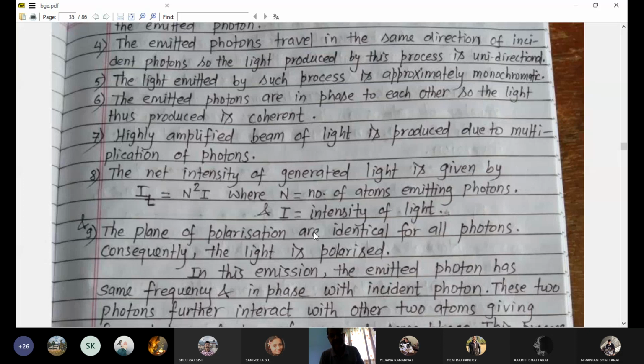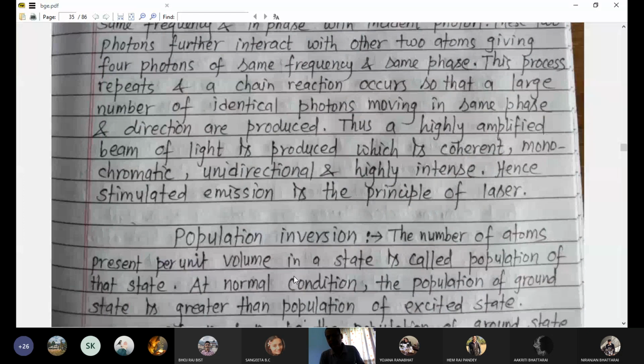This is about the emission of radiation, and when one photon falls on the excited state, then it generates two photons having the same frequency. They move in the same direction. When two photons further collide with two atoms, they produce further two photons having the same frequency. That means there will be altogether 4 photons.